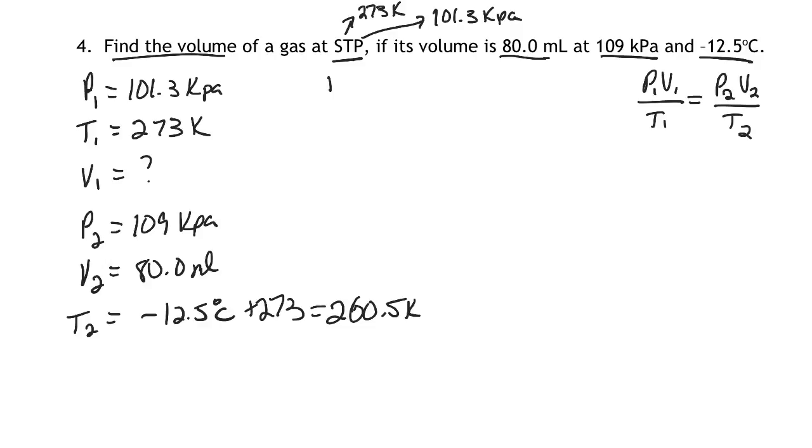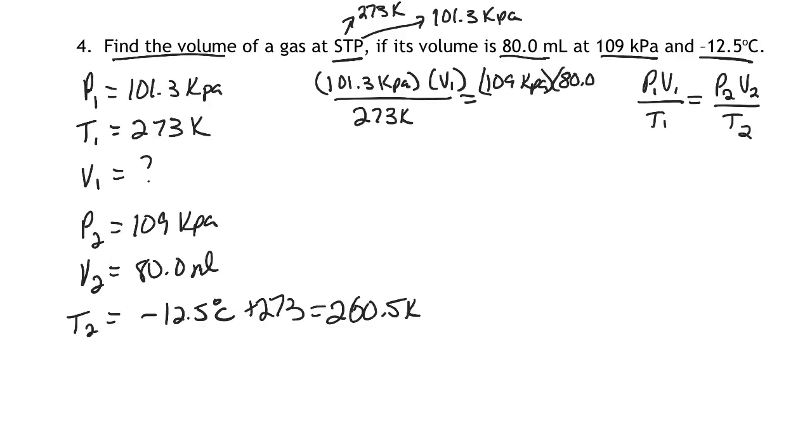So P1 times V, well, that's our unknown, over my T1 temperature, 273 Kelvin, is equal to 109 kilopascals times my volume, which is 80.0 milliliters, over my temperature, which was 260.5 Kelvin. So again, I'm going to go ahead and solve this.